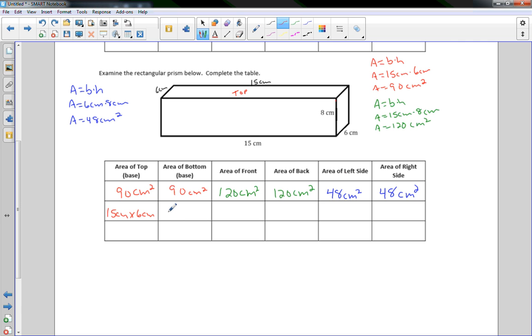And this would be 15 centimeters by 6 centimeters. And then we want to say what those are. And those are the length times the width. So I'll put length times width.